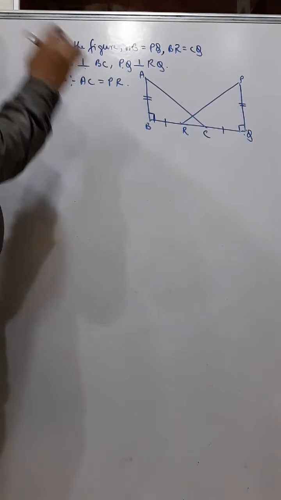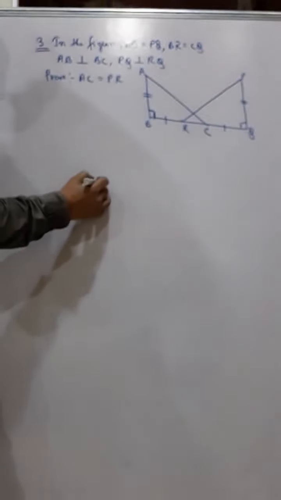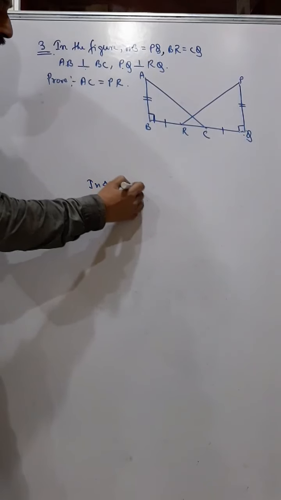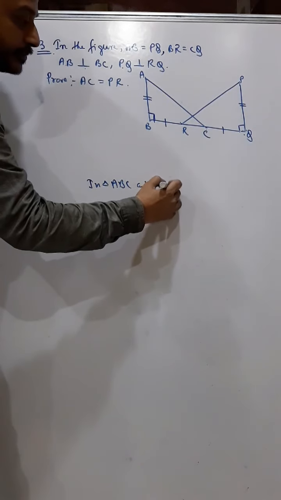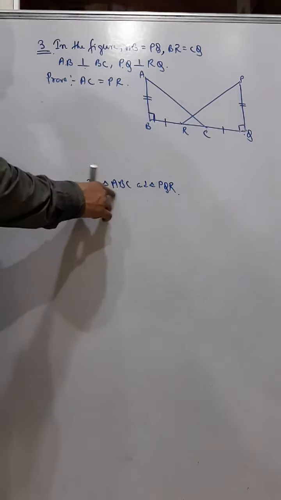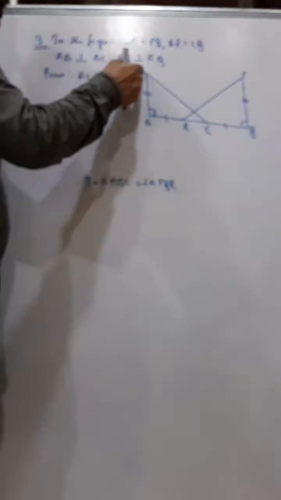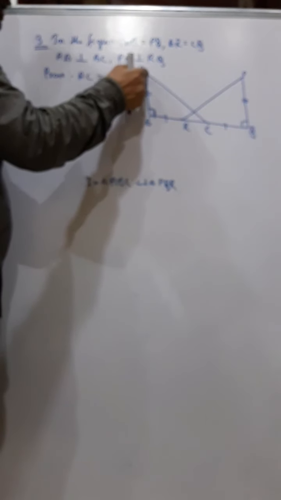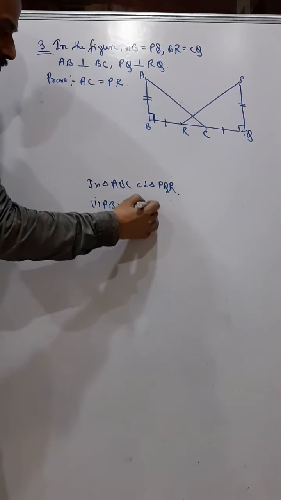So what do we have to prove? We have to prove AC equals PR. So you can understand we have to take triangle ABC and triangle PQR. Now in these two triangles, two elements we can easily see. The first thing we can say is that AB equals PQ.